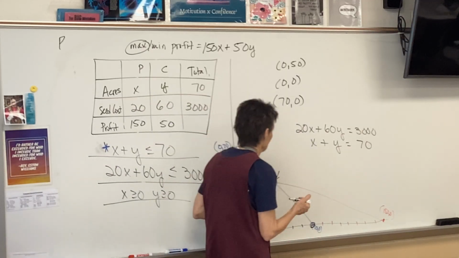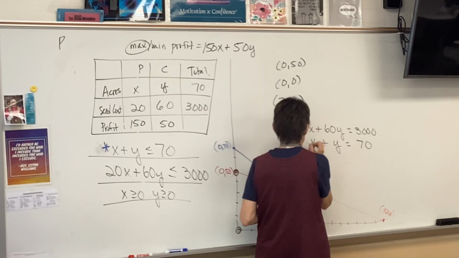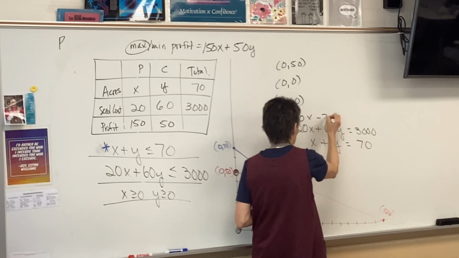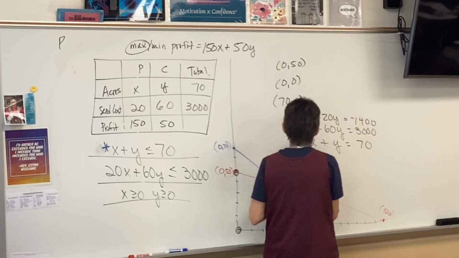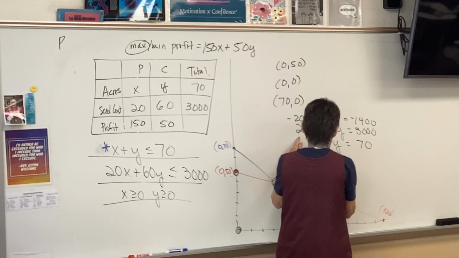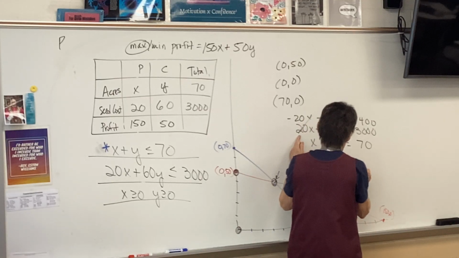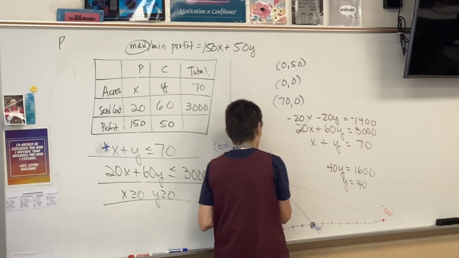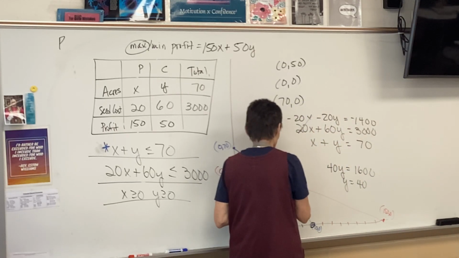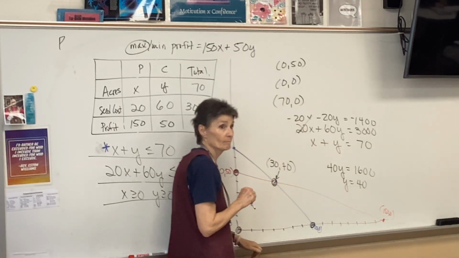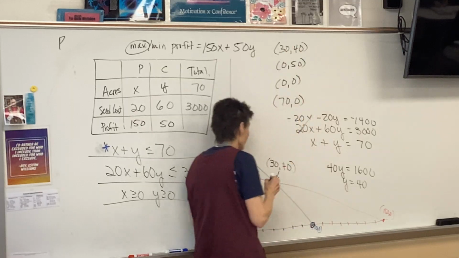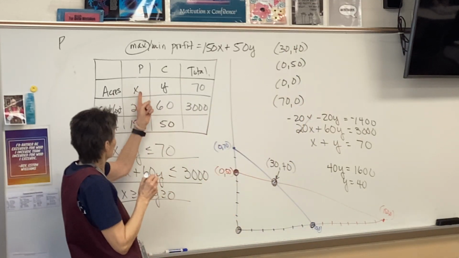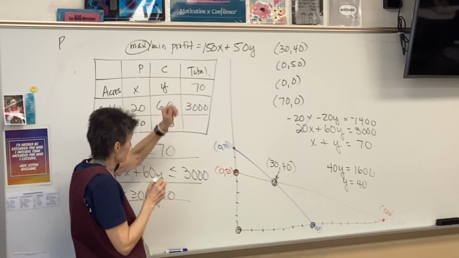We got it? I got 30, 40. Yeah. Everybody else get that? Alright. So remember, your X's are potatoes, potato acres, and the Y's are corn acres.